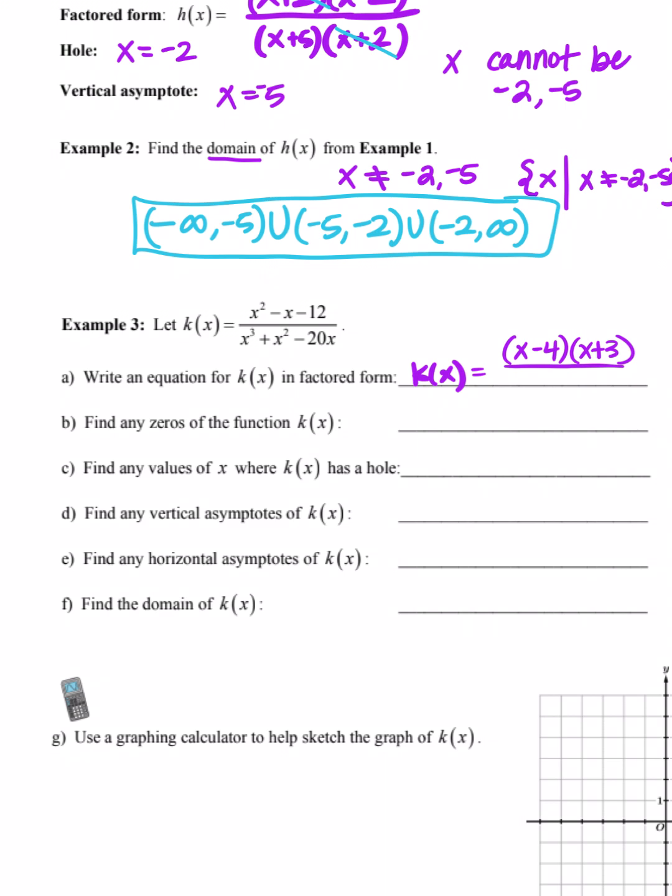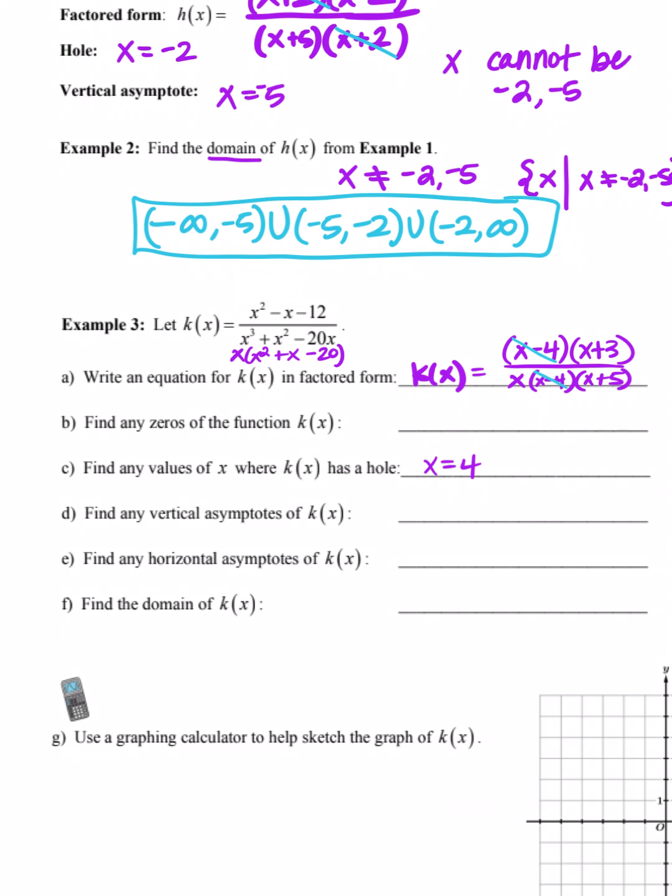And then our denominator has a greatest common factor of x. So if we factor that out first, we're going to get x times the quantity x squared plus x minus 20. And then factor that trinomial more, x squared plus x minus 20. So factors of negative 20 that add to 1, negative 4 and positive 5. Okay, so we can see that the x minus 4's cancel, so that helps us find a hole. So there is a hole at x equals 4.